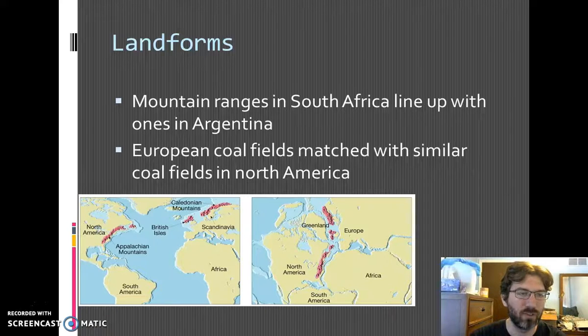If you were to stick those continents into the places you think they would fit, you get mountain ranges that line up. Here we have the Appalachian chain over here, and then we have some British Isles mountains and Scandinavian mountains over here, and when you put them together, the chain just lines up. So he's thinking, well, that's evidence that these were once together and formed the same mountain range. He also talked about coal fields in North America that match ones over in Europe. So you get similar landforms if you match them up.